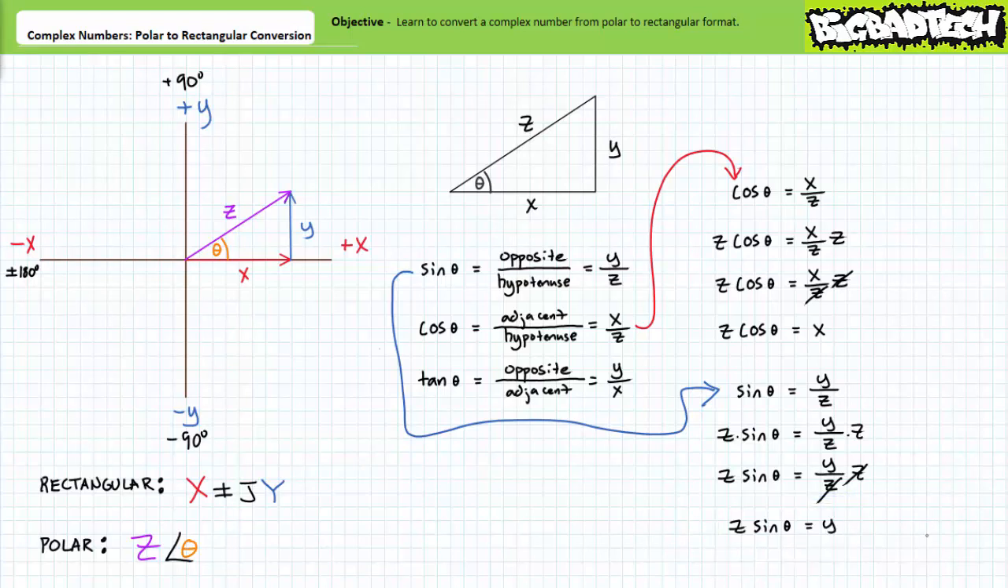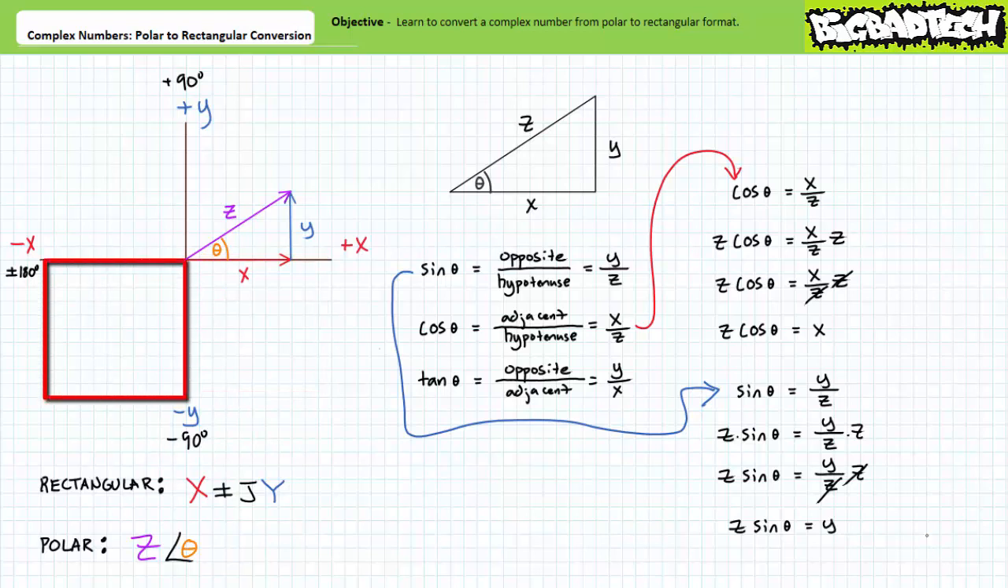It should be self-evident that complex numbers in polar format with angles between 0 and positive 90 degrees place us in the first quadrant and should always result in a positive horizontal real x component and a positive vertical imaginary y component. Complex numbers in polar format with angles between positive 90 degrees and positive 180 degrees place us in the second quadrant and should always result in a negative horizontal real x component and a positive vertical imaginary y component. Complex numbers in polar format with angles between 0 and negative 90 degrees place us in the fourth quadrant and should always result in a positive horizontal real x component and a negative vertical imaginary y component.